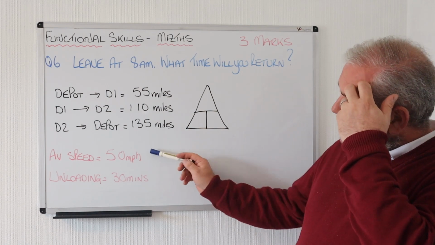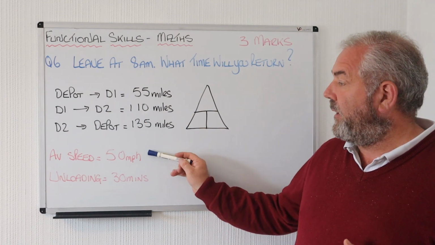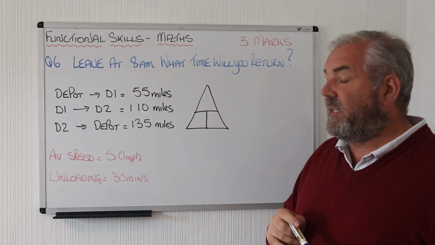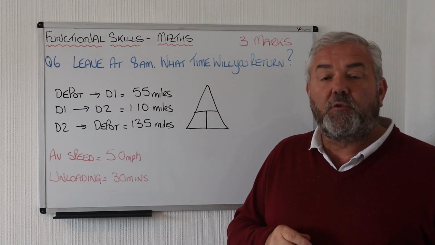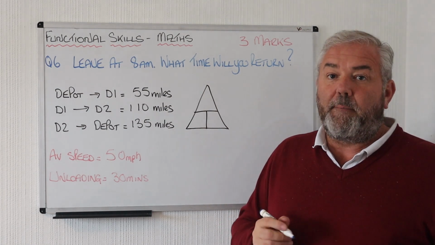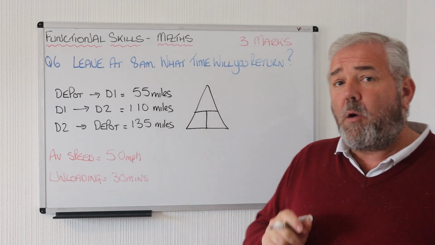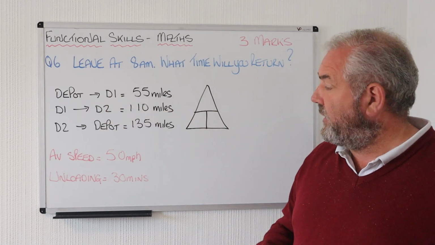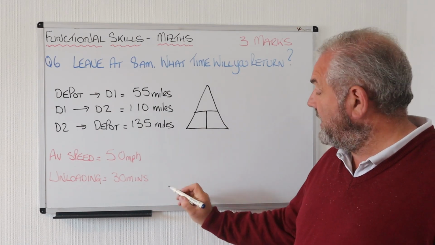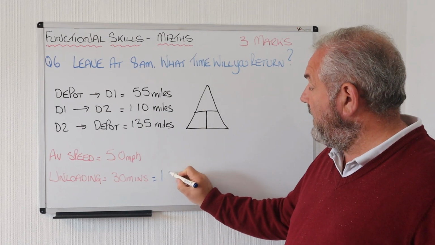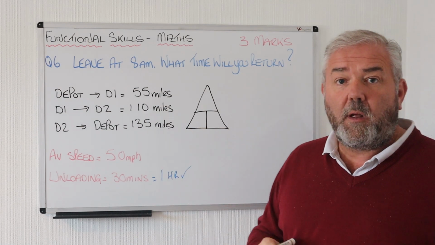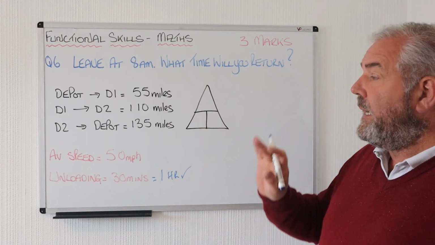Well, there are 2 other factors we need to bring in. The first one is we're driving at an average speed of 50 miles an hour, and it takes us 30 minutes when we get to each drop-off to unload our van. So how would I approach this? The first thing is, I know there are 2 drop-offs, and each one takes 30 minutes, so that is going to take me 1 hour. I need to add that on a little bit later, but we'll bank that for now.